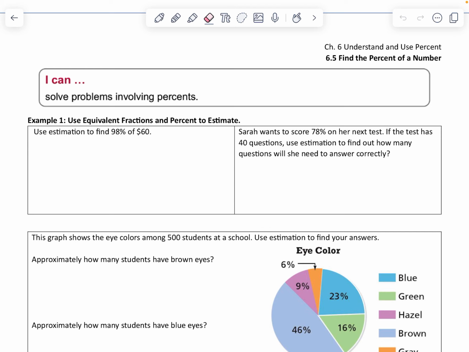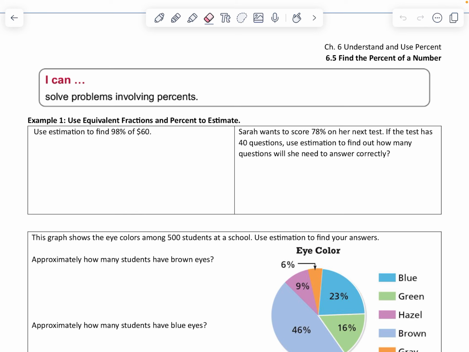Today we are moving on to 6.5. So we're going back to our notes packet that you got a few class periods ago. If you don't have your notes, then I should have some extras on my desk, but look in your binder first. So 6.5 is finding the percent of a number. By the end of today, you should be able to solve problems involving percents.